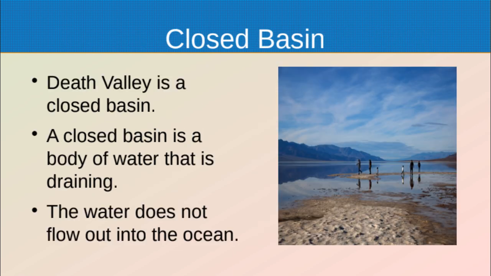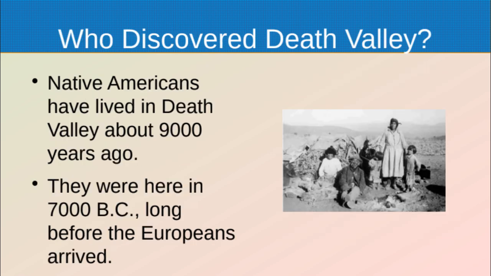Death Valley is classified as a closed basin. A closed basin is a body of water that is draining, but the water does not flow out into the ocean. Native Americans have lived in Death Valley as long as 9,000 years ago. They were here in 7000 BC, long before the European settlers arrived.